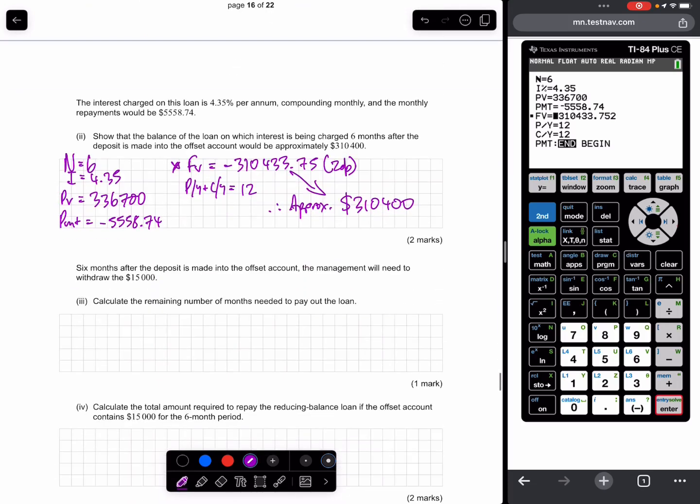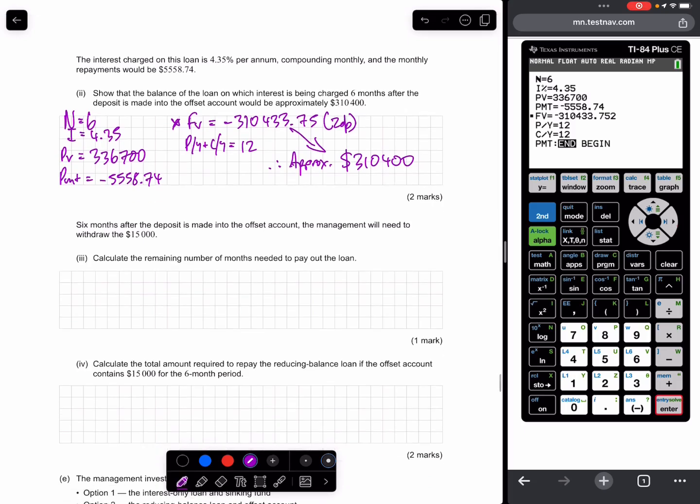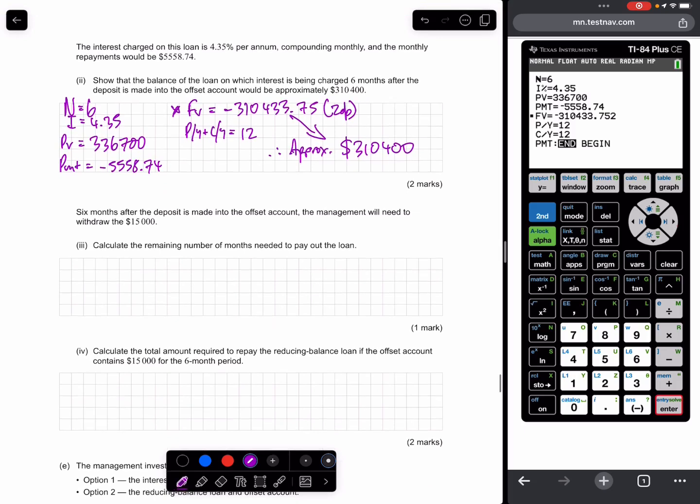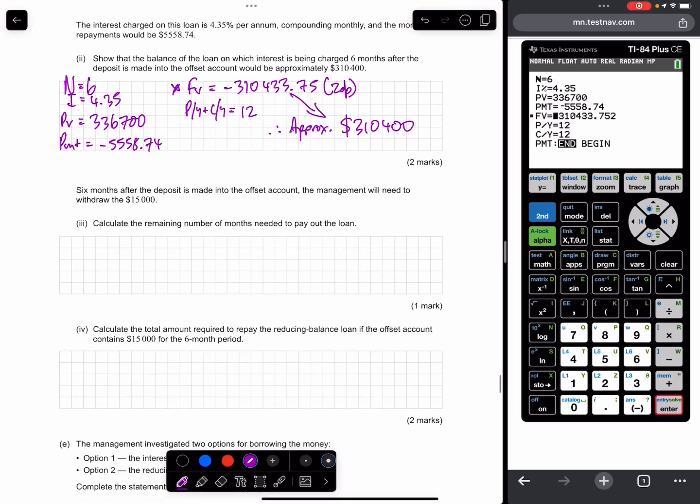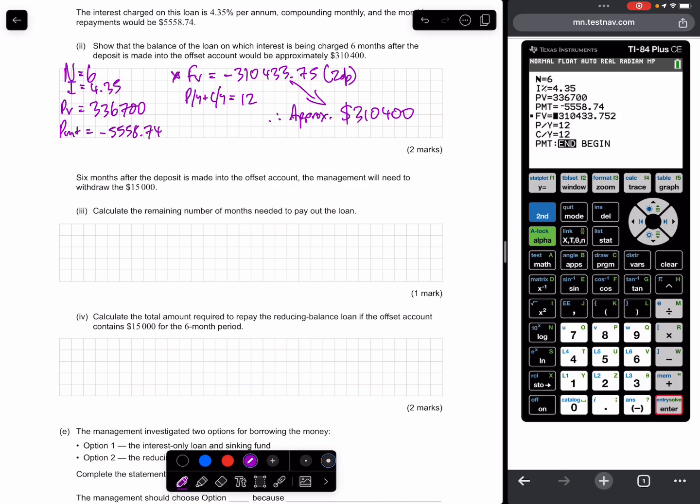6 months after the deposit is made in the offset account, the management will need to withdraw the 15,000, so they're removing the offset. Calculate the remaining number of months. N is going to be unknown. That's what we're finding. I equals 4.35%. PV. So they had 310,433.75 left. But they've removed the offset, so add on the 15,000. We'll find that out later.